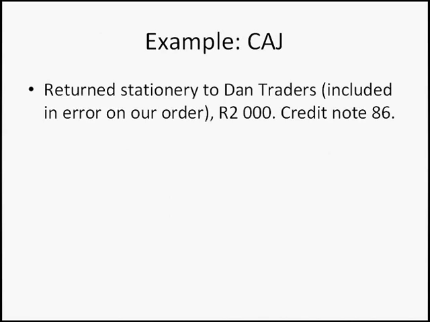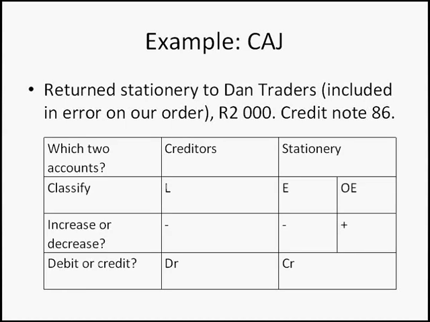The opposite to that entry would be an example of the Creditors Allowance Journal. In other words, I returned some of the stationery that I bought from Dan Traders on credit because it wasn't mine. They included it in error on our order, 2,000 Rand worth of it, and they've issued us a credit note. So the accounts involved are creditors and stationery again, because I have to now adjust my creditors account. I have to reduce it, in fact, because I don't owe them as much because I've sent some of the stuff back. But I also have to reduce my stationery account because I've given the stationery back. It doesn't belong to me. It wasn't my order to start with, so I have to give it back.